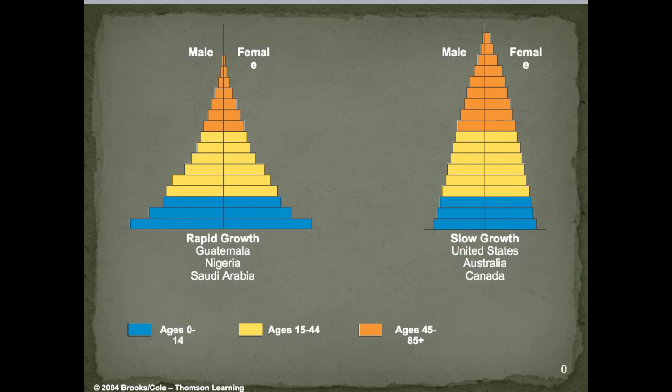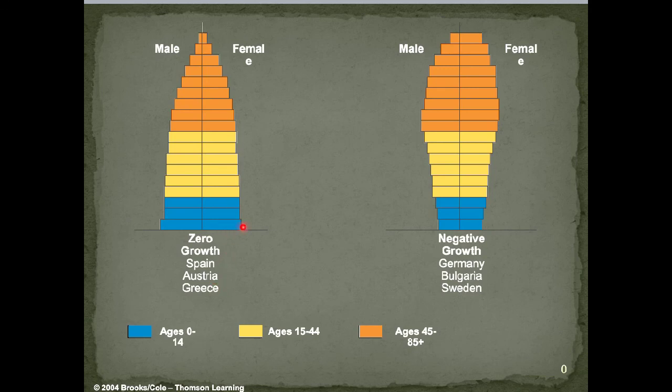Then you have slow growth like the United States. Alright. We have zero population growth, where it tends to be straight up and down. Examples like Spain, Austria, Greece. And then where you have negative growth rate like Germany, Bulgaria, and Sweden. The pyramid tends to look like a V.